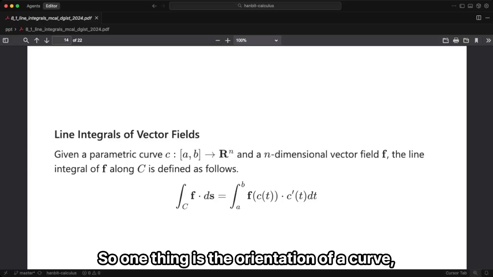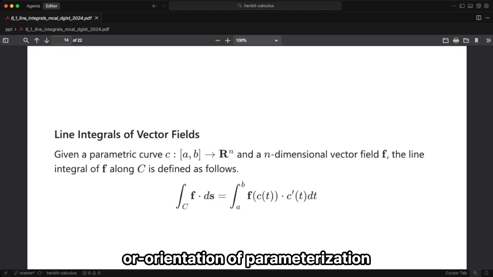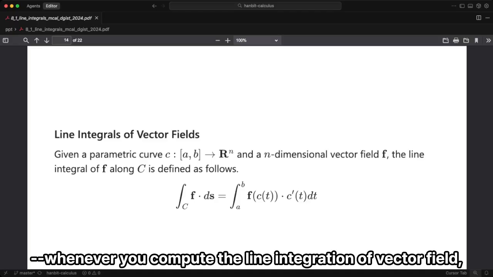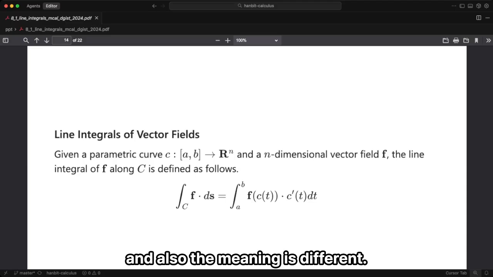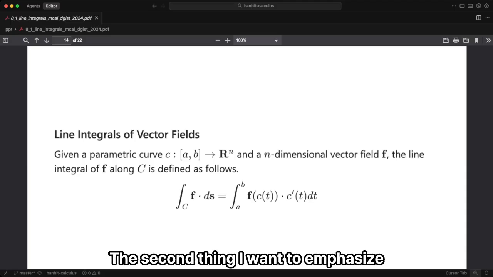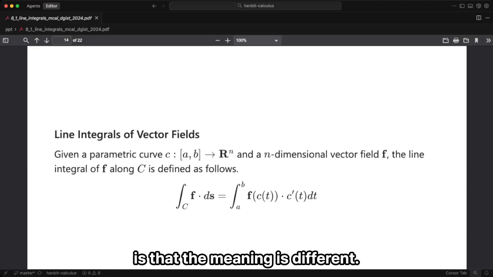So one thing is the orientation of a curve, the orientation of the parameterization of this curve, matters whenever you compute the line integration of a vector field. And also the meaning is different. The second thing I want to emphasize is that the meaning is different.